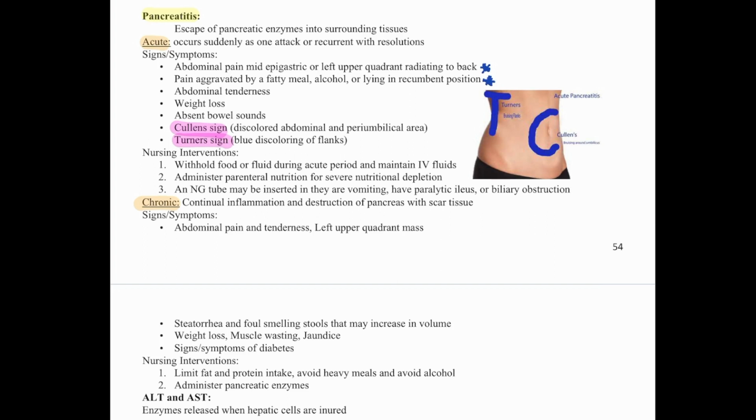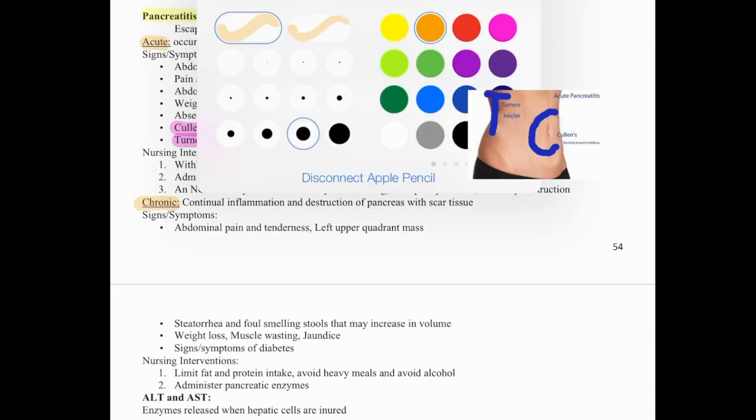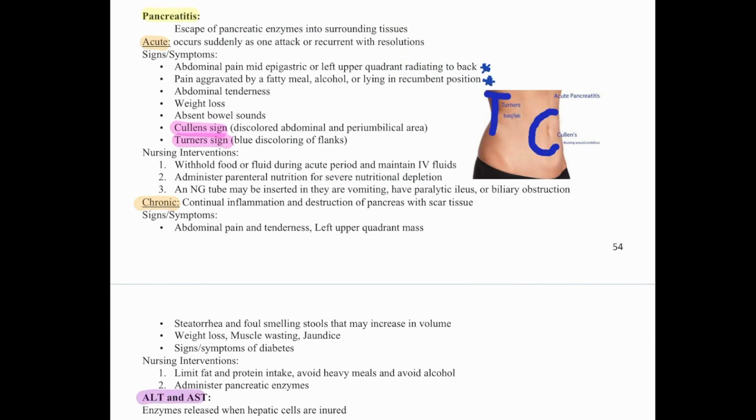So our nursing interventions: we want to limit fat and protein intake, avoid heavy metals, avoid alcohol, and administer pancreatic enzymes. We also want to look at the labs, ALT and AST. These enzymes release when hepatic cells are injured.